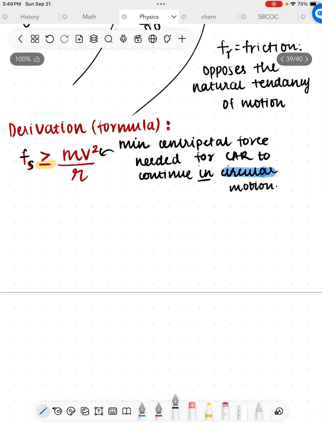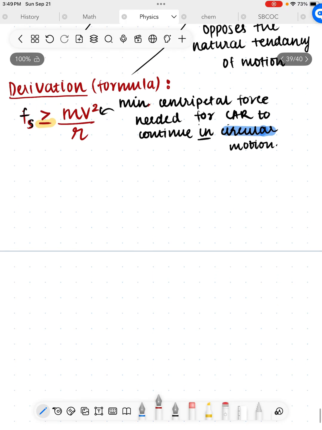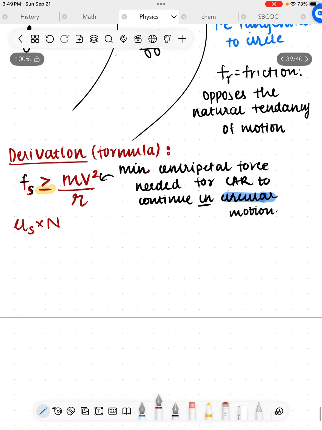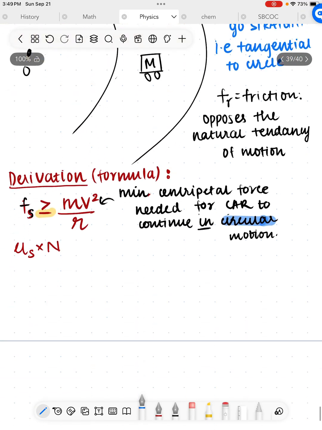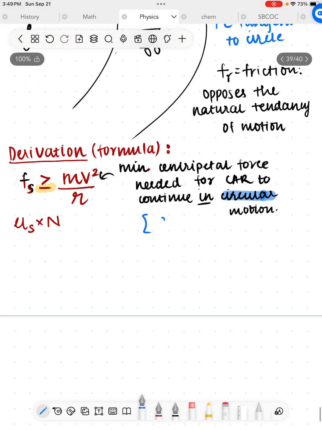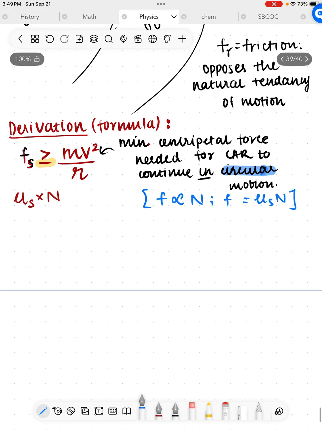Okay, so where were we in the derivation? So Fs, the maximum value of Fs that can act is mu s into n. Now where did mu s come from, that also we will derive, no problem. We know that F is directly proportional to n, and even if you don't know, I'm telling you now, it's a fact for you. So F is going to be equal to mu s into n. This is the coefficient of static friction. This is the max value for friction.